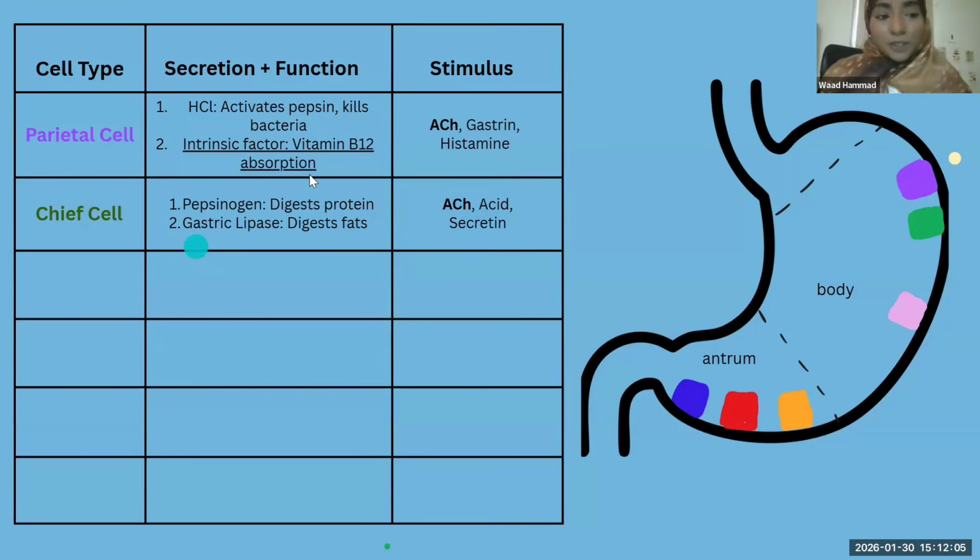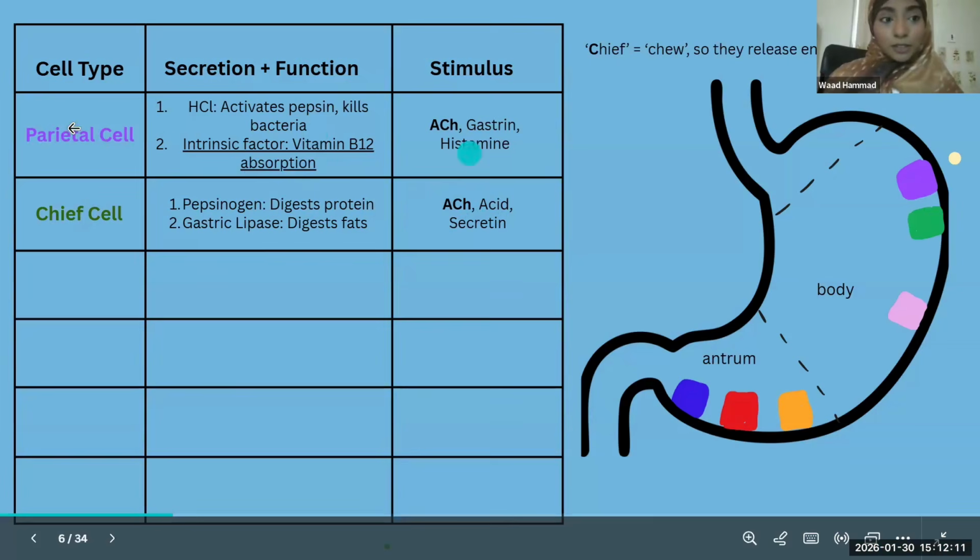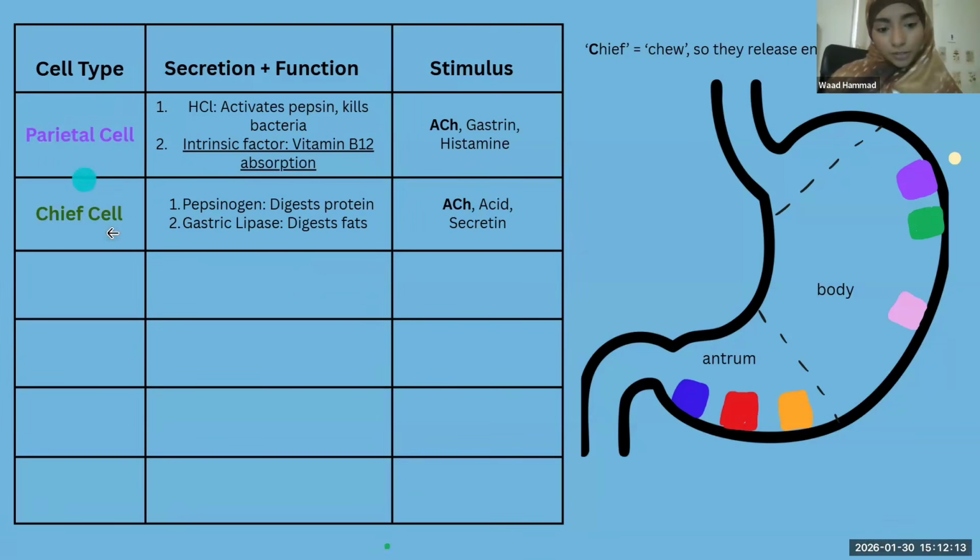Okay, third cell that we have. Oh, before I go to the third cell, as a first year, I used to get very confused between parietal cells and chief cells. I used to always mix up the two of them. So a way that I would remember it is that chief sounds a little bit like chew, and chew is about digestion. So you can just remember it that chief cells chew digestion, so they release enzymes for digestion.